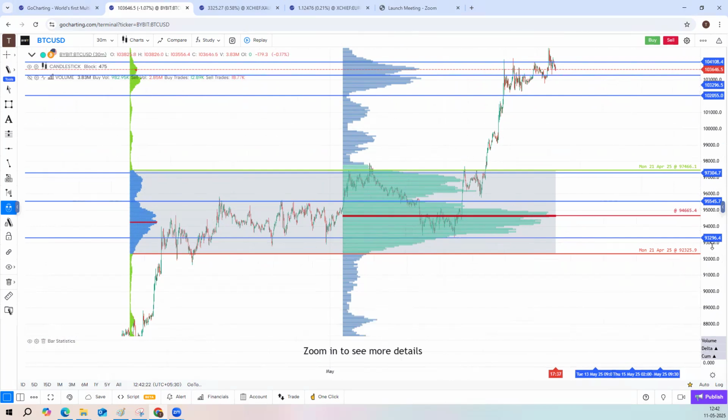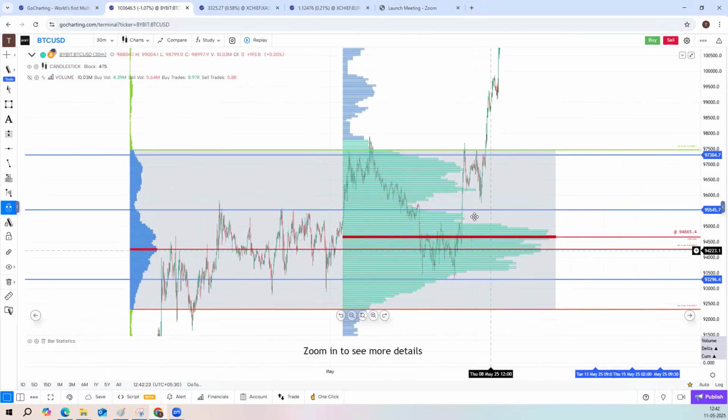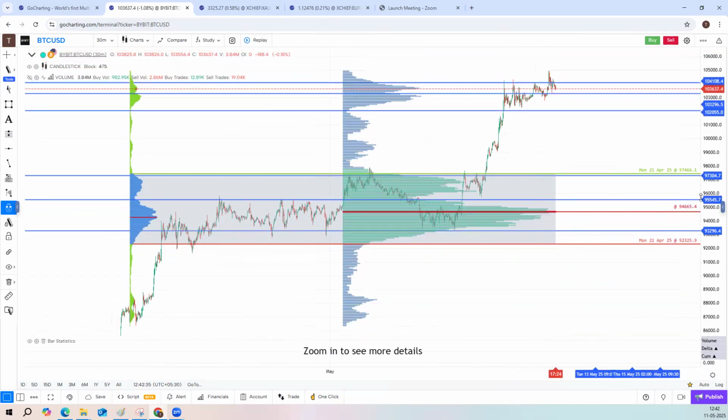Now, if you see, we are getting this thick area and this one thick area. So if the market falls down, we are going to get proper support in this area and lots of consolidation. So mind these levels. That is point number one.